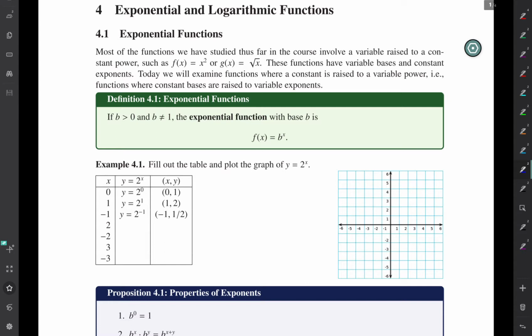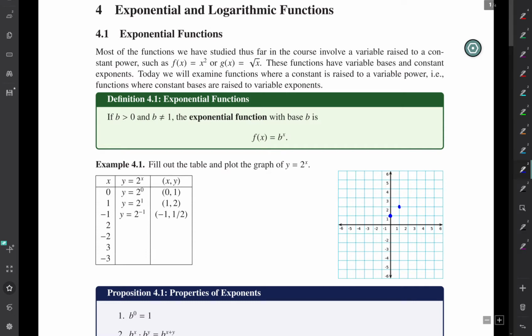And so in example 4.1, we're asked to fill out the following table and plot the graph of y equals 2 raised to the x. And so in this table you can see that the first row has x equal to 0, y equal to 2 to the 0, or 1, and so the point is 0, 1. So I'll plot 0, 1 there. If I plug in x equals 1, I get y equals 2 raised to the 1 power, 2. So I get 1, 2. So 1, 2 is a point on this graph.